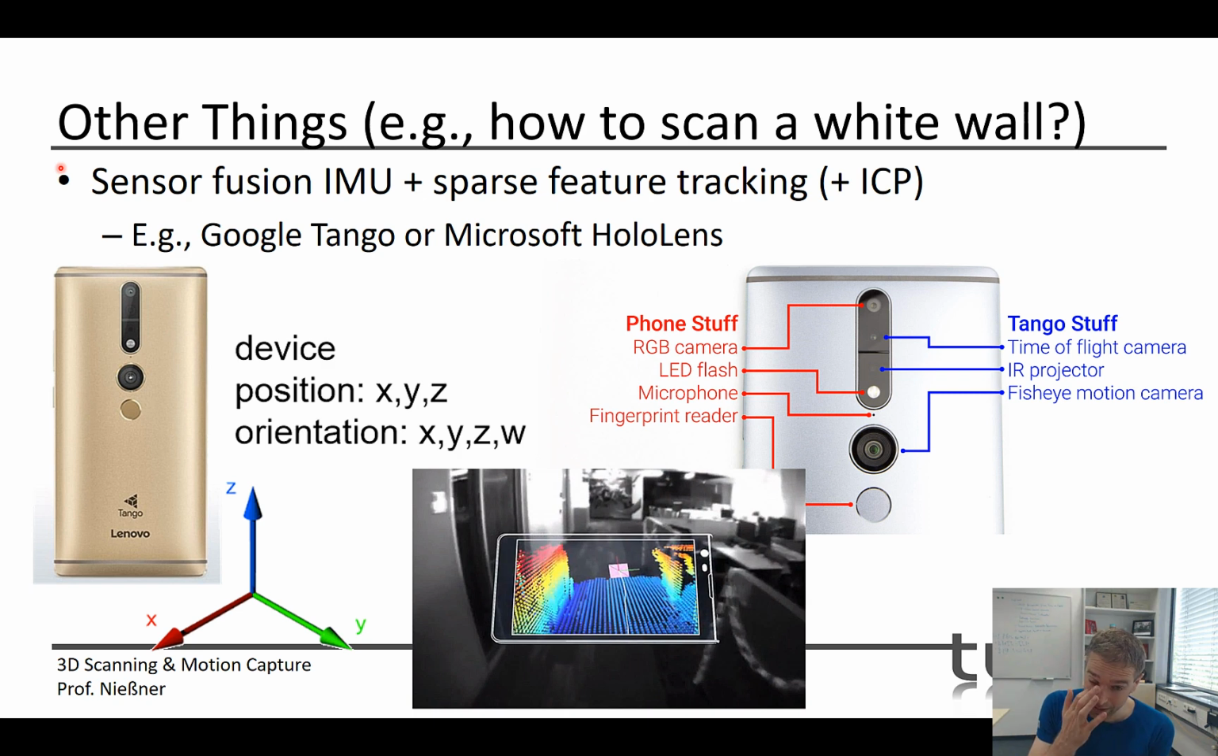And there are really cool devices. Sadly, Google discontinued it, but I was a big fan of this Tango phone, because they basically had a time of flight camera in the phone. This is the time of flight camera here. And this is the global shutter camera with the fisheye that was responsible for the tracking here. They basically had a depth sensor on the phone, and this was kind of cool.